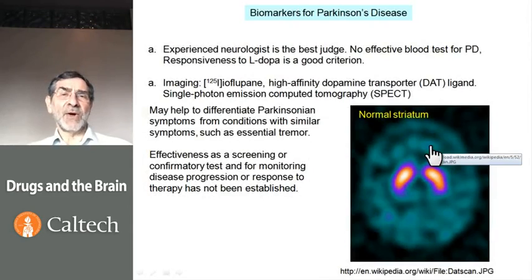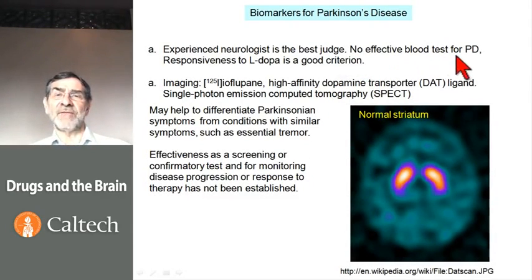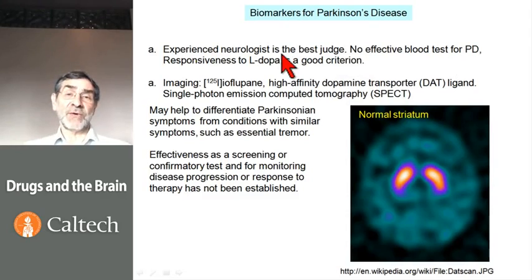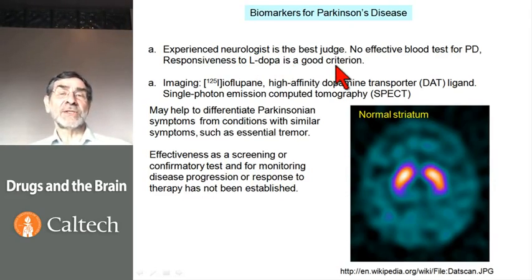What about biomarkers for Parkinson's disease? Well, there is no effective blood test for Parkinson's. So an experienced neurologist is still the best judge of whether or not a patient has Parkinson's disease. An excellent criterion used by many neurologists is responsiveness to L-DOPA. If a person is able to move better, then that is a good indication that he has Parkinson's.